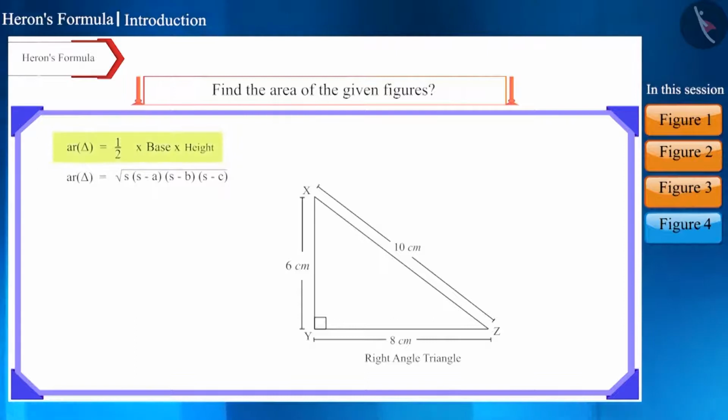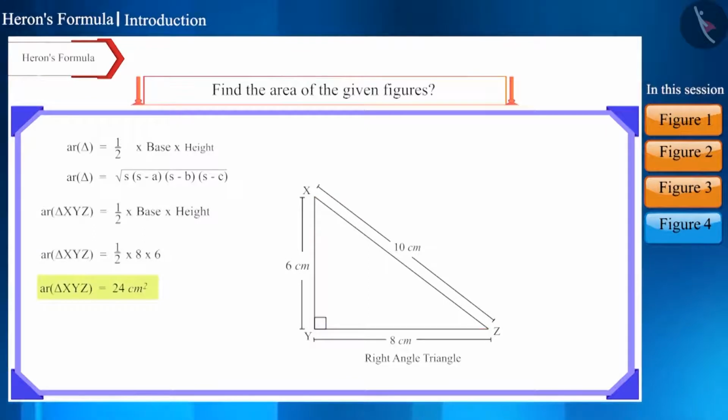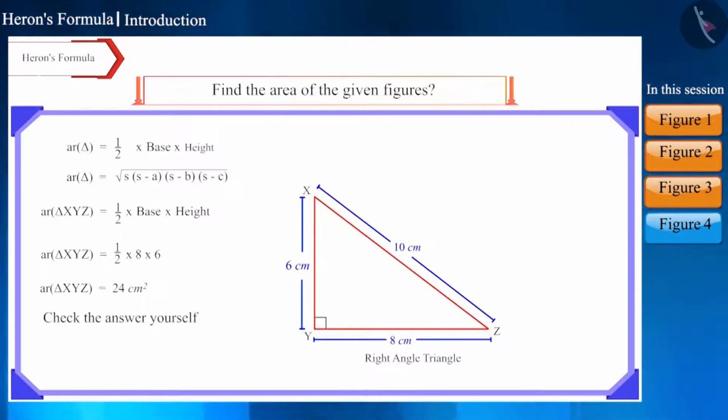Let's use this formula. XY is perpendicular to YZ. Between XY and YZ, let's assume any one as the base and the other as the height. We will get the area as 24 square centimeters. If you solve it using Heron's formula, then also you will get the same answer. We can see that if we know the length of all the three sides as well as the height, as in the case of a right-angled triangle, then using the first formula, we get the area quickly.